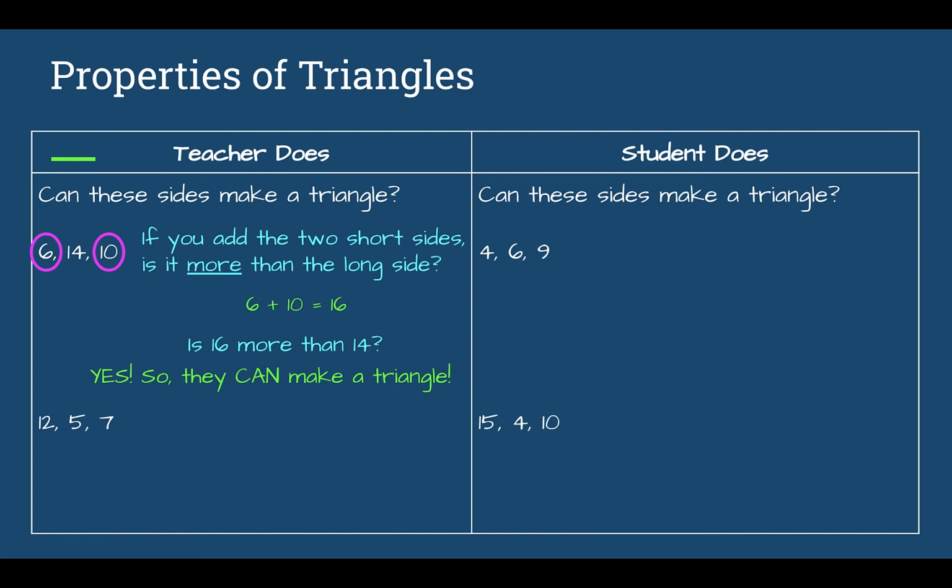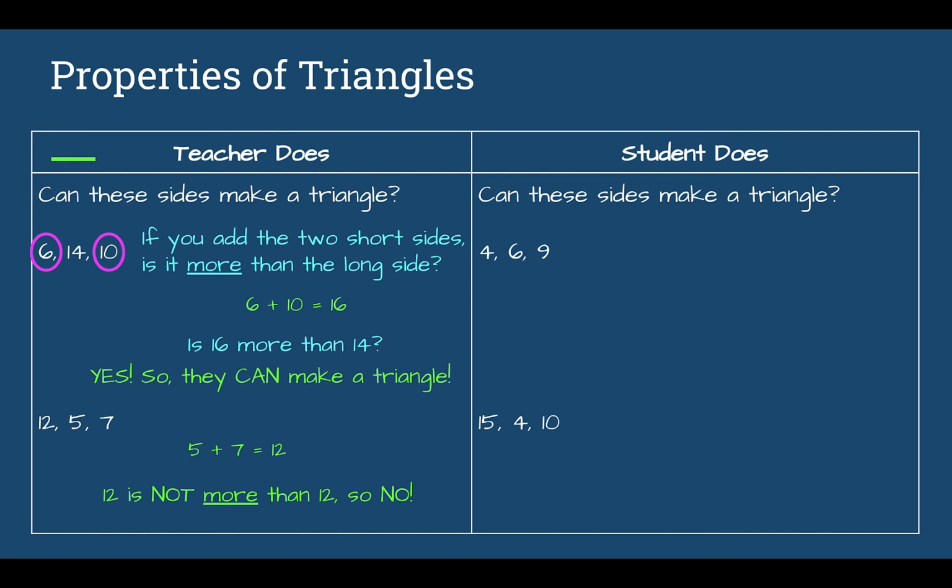Next, we have 12, 5, and 7. So 5 plus 7 is 12, because 5 and 7 were my two short ones. 12, though, is not more than 12. It's equal. We need it to be more than the long side. So no, those could not make a triangle.